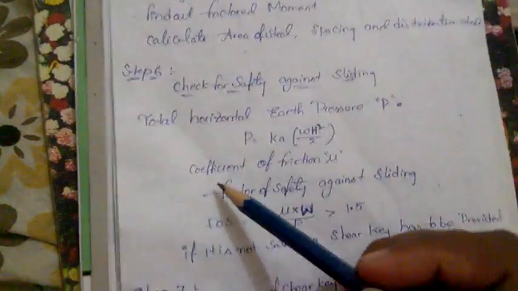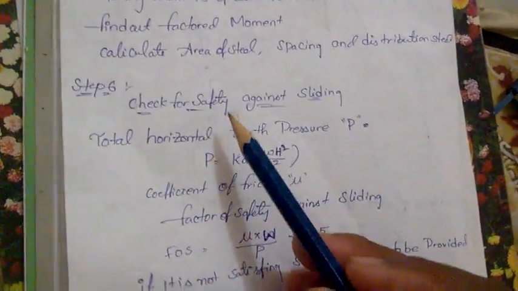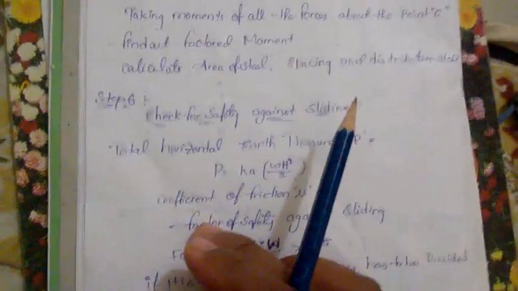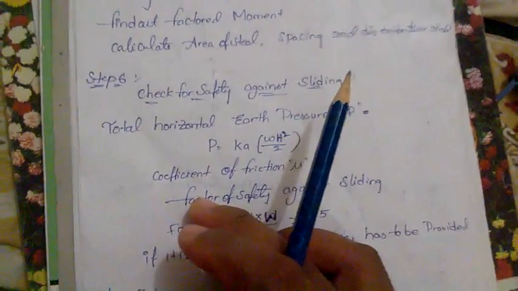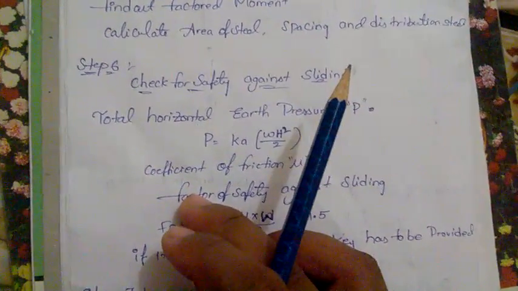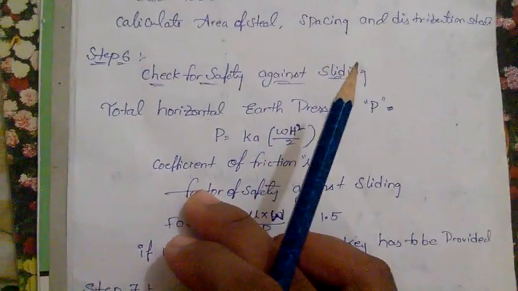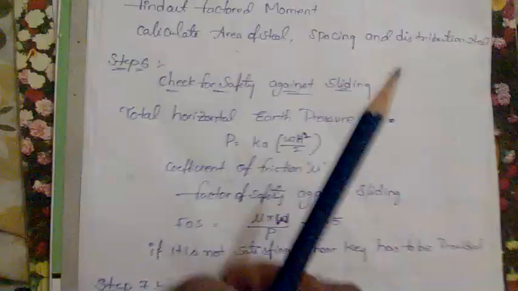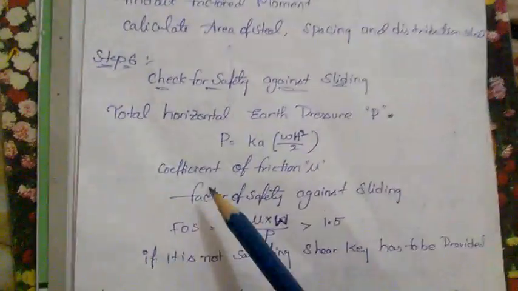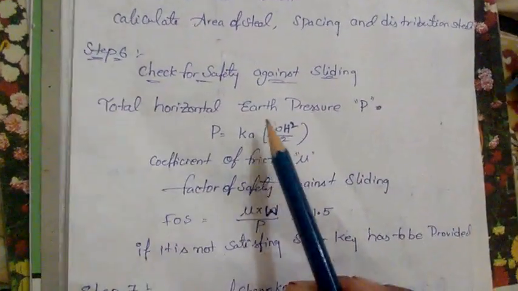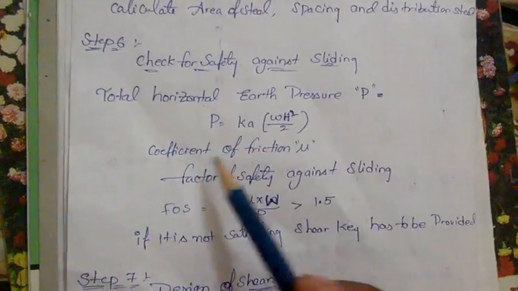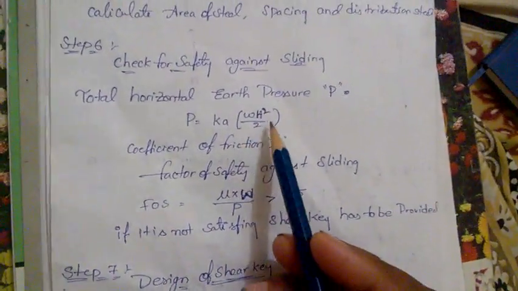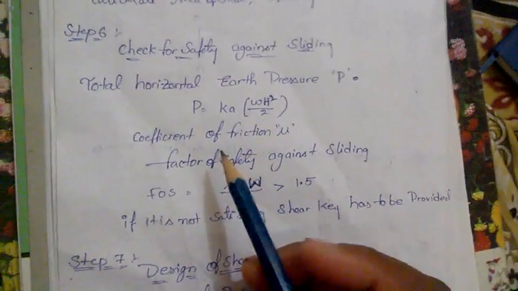Now step 6, check safety against sliding. After designing these things, we should check the safety, whether it is sliding or non-sliding. Based on the clay and based on the force, it may slide, it may just move. Okay, that's why we should check. Total horizontal earth pressure is denoted by P. P is equal to Ka into wH square by 2, capital H square by 2. You know that Ka.